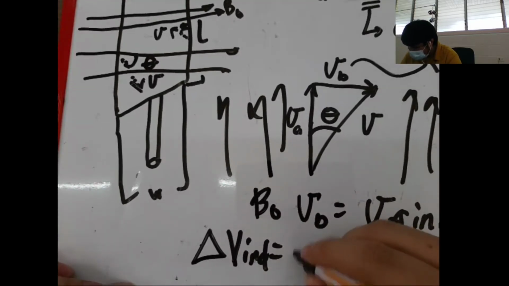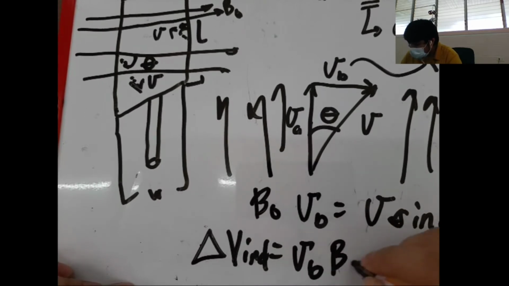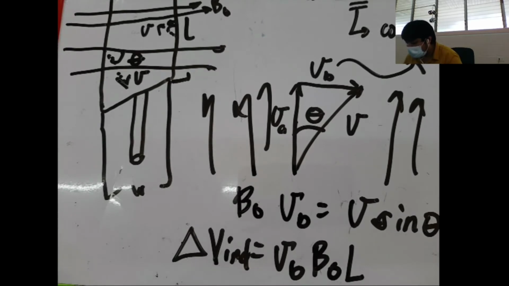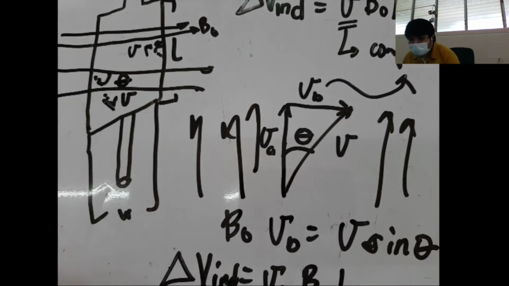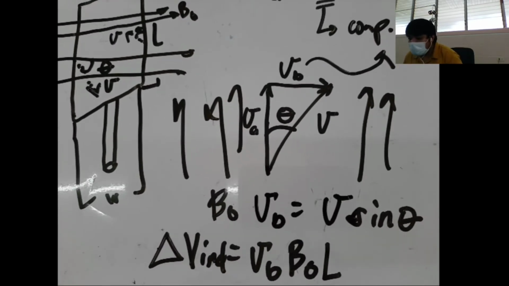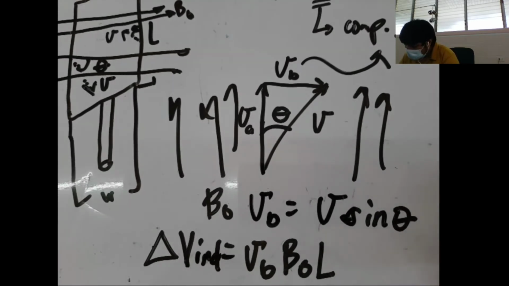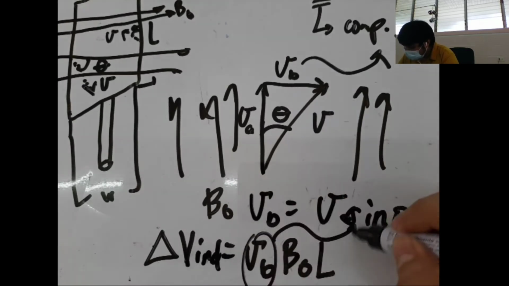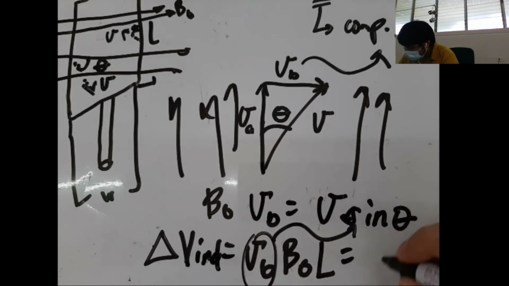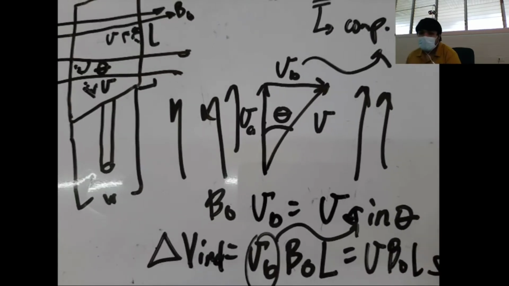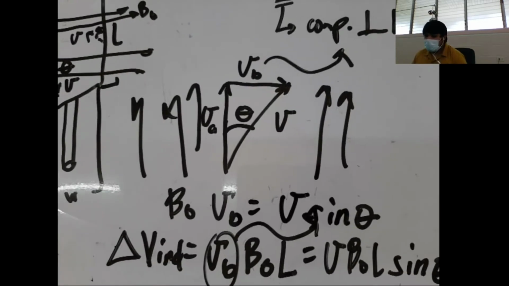Now, since only the perpendicular component is considered for the induced voltage to be produced, the induced voltage is therefore equal to VB times B null, the magnetic field, times the length of the conductor, or the coil in this case. So we substitute this expression with this one. This will be converted to V B null L sine theta. So it will look like that.